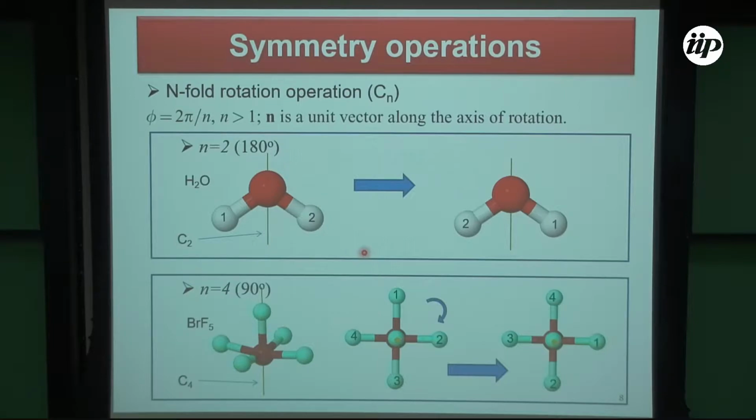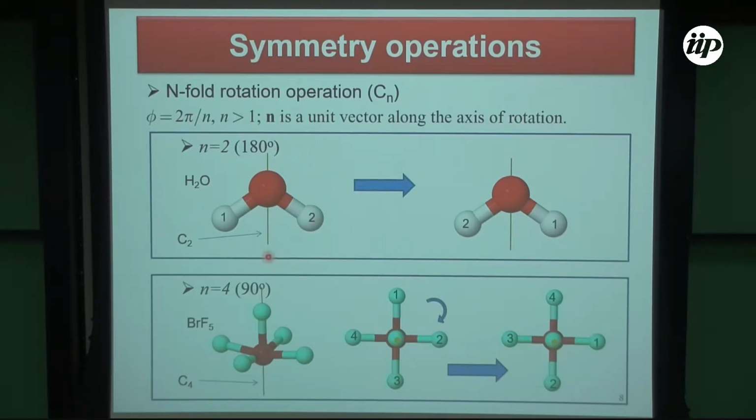Okay, so the n-fold rotation operation, the Cn. You have an axis, and you do a rotation around this axis. For example, in the water molecule, this is a symmetry operation associated to this symmetry element here, which is this axis. We do 180 degrees around this axis, and you have basically the same object. Here two becomes one, but the atoms don't have numbers, so it's the same molecule.